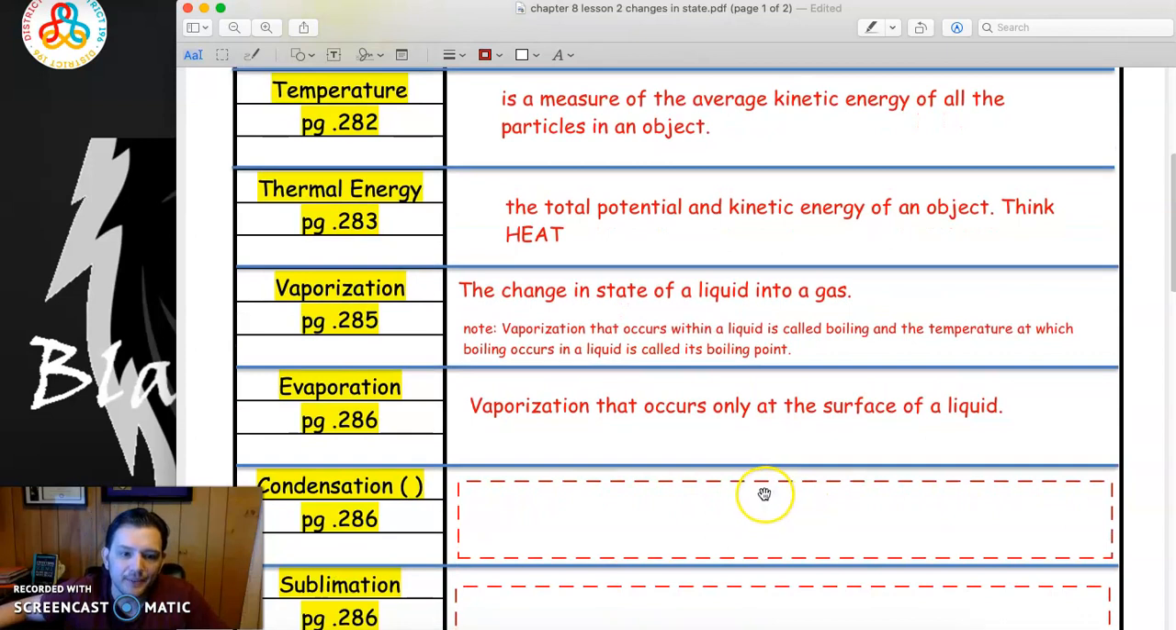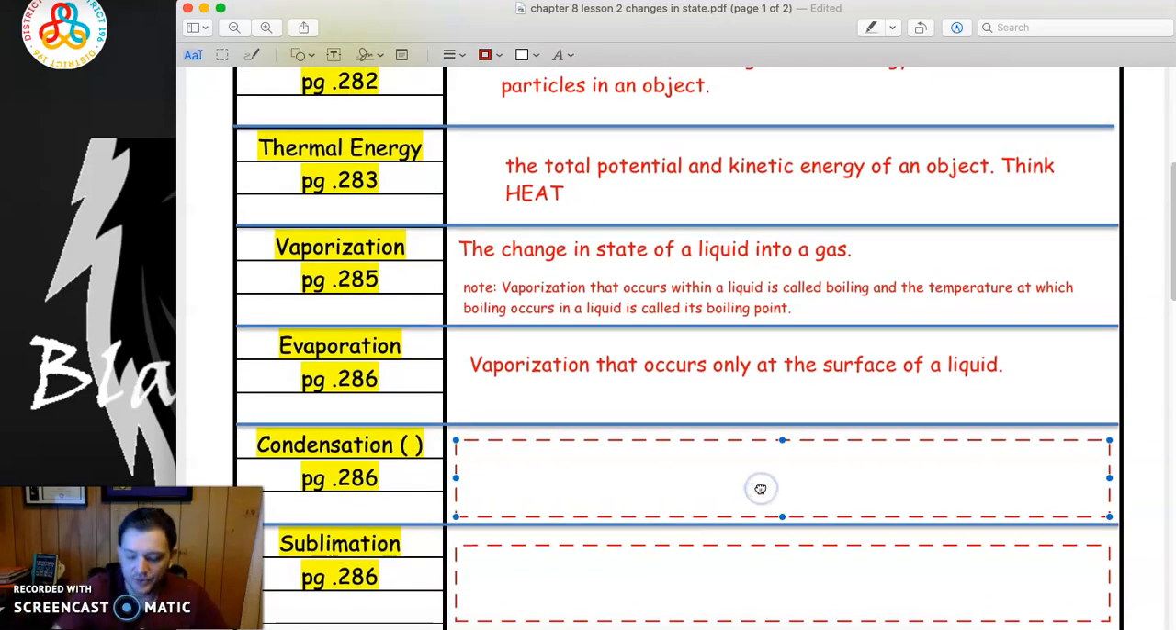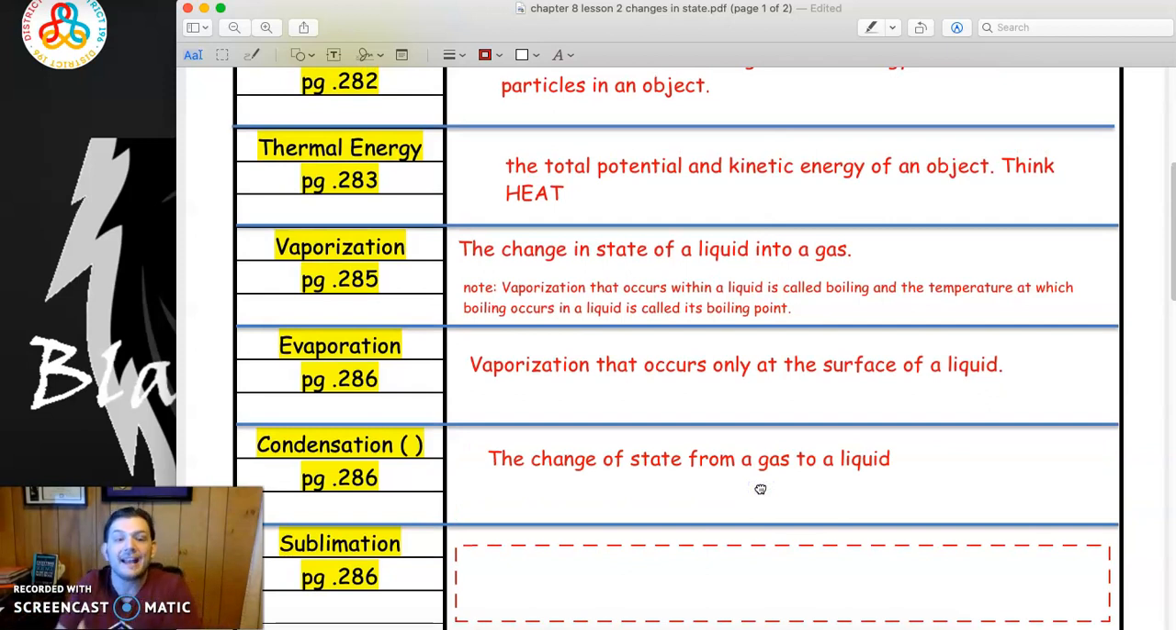Now, we want to go the opposite with that. What's the opposite of vaporization? Well, we're talking about when a gas turns back into a liquid. And the change of state from a gas to a liquid is called condensation. What happens here, remember to pause anytime, rewind when you need to. Condensation is when you have these gas particles flying around and they start to lose thermal energy. The temperature goes down and they start to collect again and go from a gas back into a liquid.